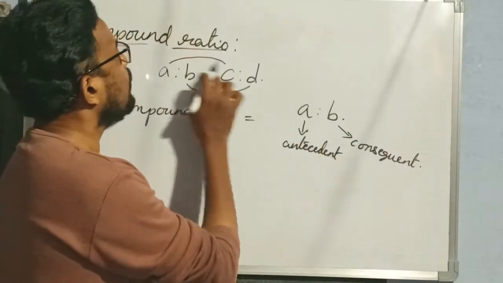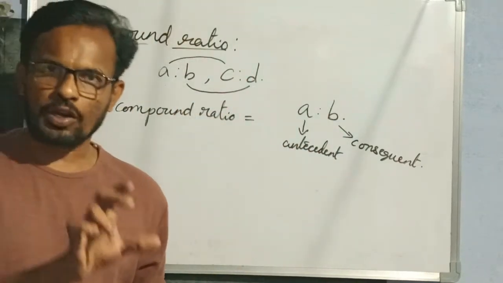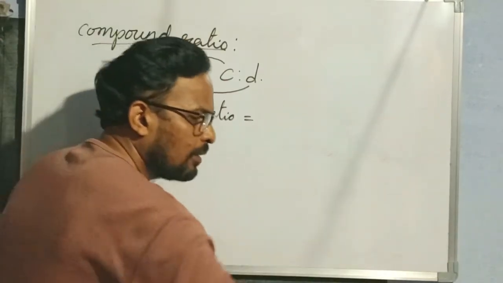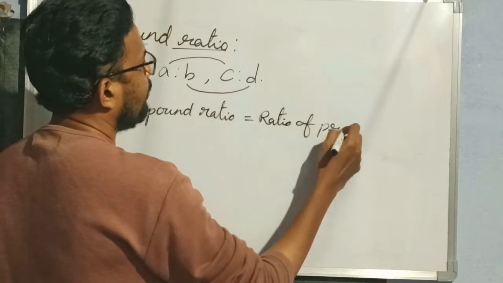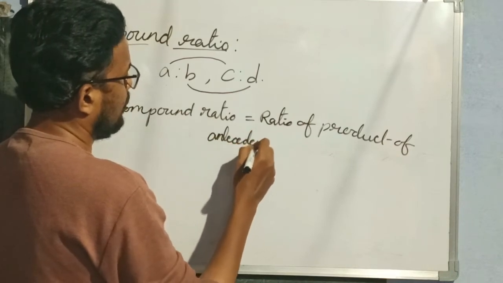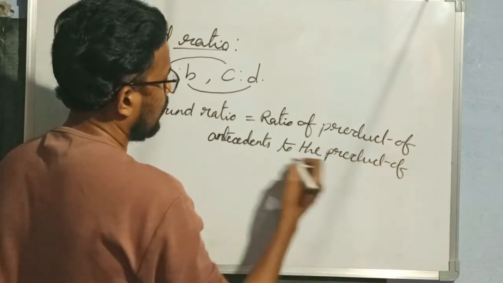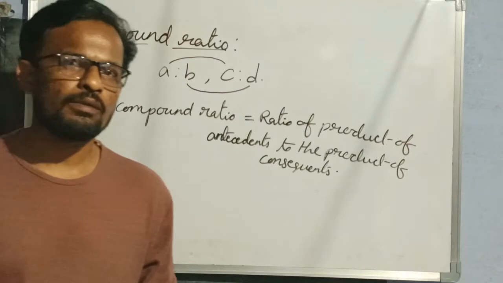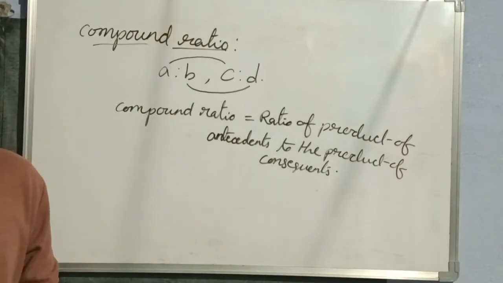Without knowing this, you can't understand what is compound ratio. Why? Because compound ratio is also a ratio. But what is that ratio? The product of antecedents and the product of consequents is nothing but the ratio of the product of our first terms and second terms. So the ratio of the product of antecedents to the product of consequents is called the compound ratio.